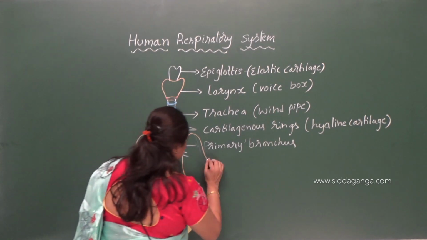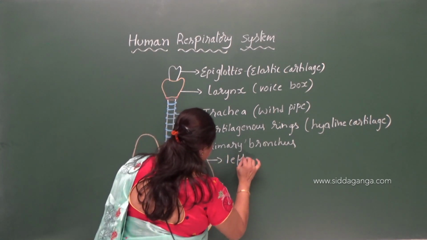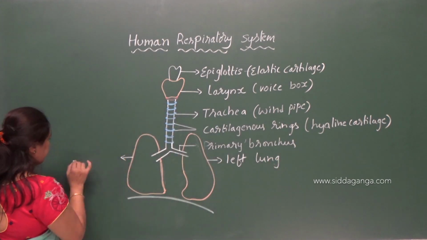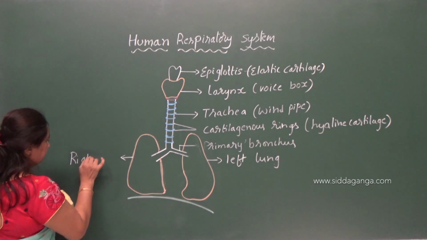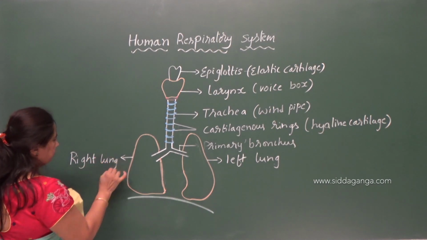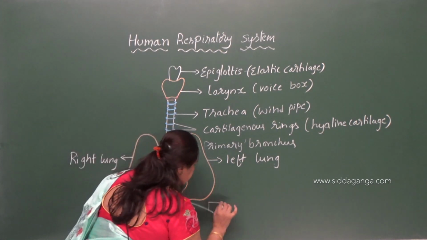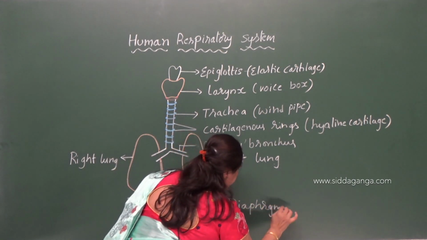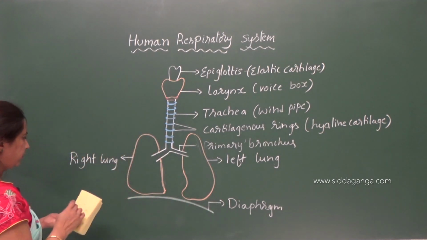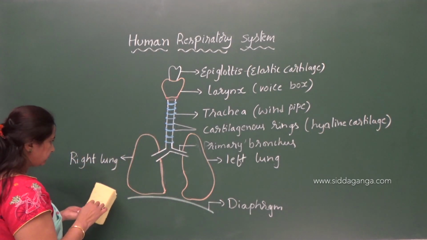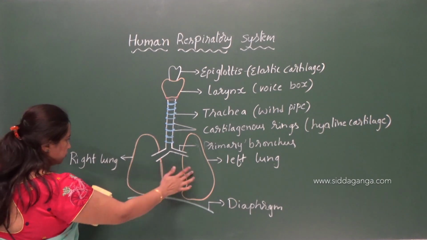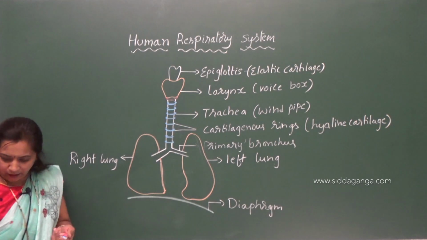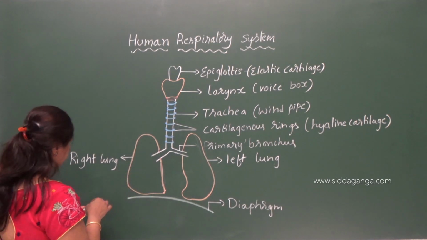So this is the left lung and this is the right lung, and this is the diaphragm. Okay, so there are two lungs. There is a little difference in the two lungs, so that I will explain when we talk about the lungs.